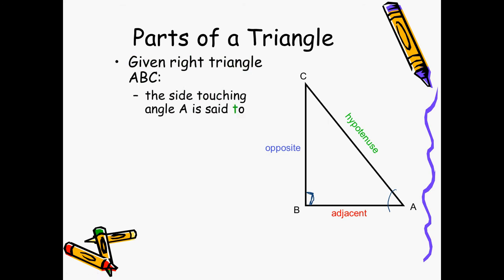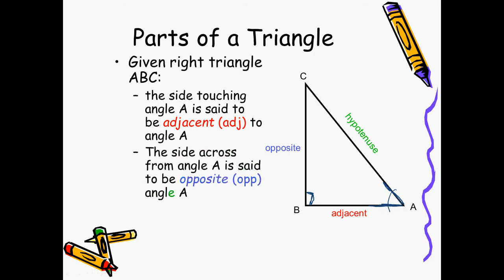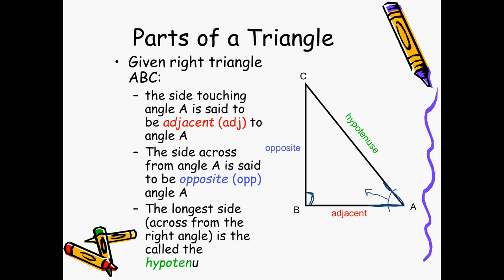If I reference angle A, then the side touching angle A, that is not the hypotenuse, because obviously the hypotenuse here is also touching angle A, right? But the side that is not the hypotenuse is called adjacent, and the side across from angle A is called the opposite, and the longest side, which is always across from the biggest angle, which in a right triangle is 90 degrees, is called the hypotenuse.